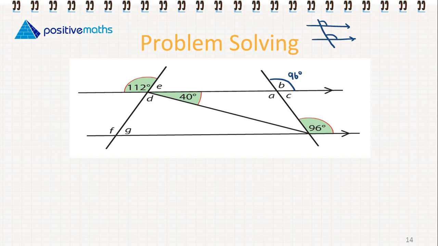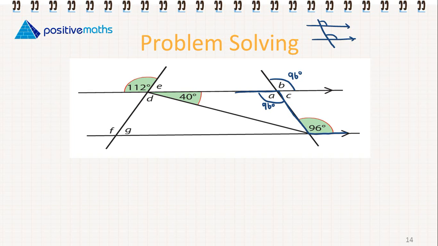Now I can very easily find A, because A and B are vertically opposite. So therefore, A is also equal to 96 degrees. I could have used my alternate angle rule here. So if you see, we have this extended Z shape. So without finding B first, I could have also found using that rule that A is equal to 96 degrees. So often there's more than one way to find these missing angles.